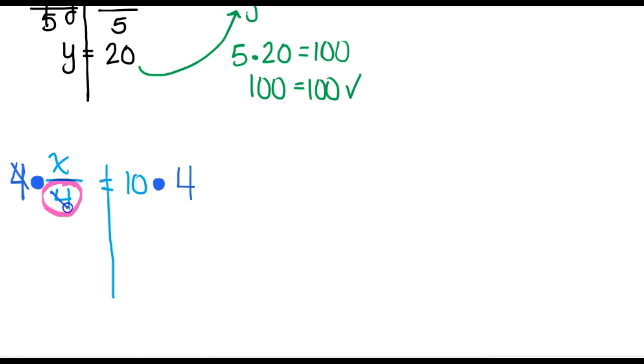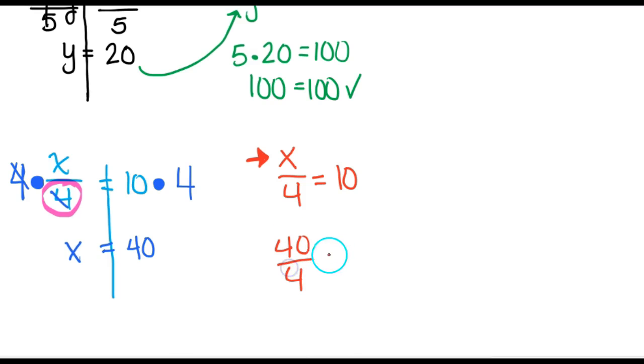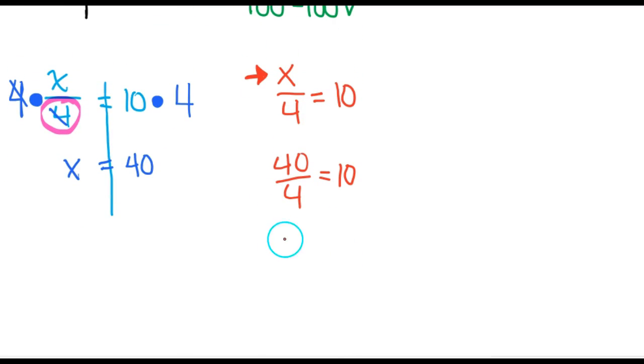And so these actually are going to cancel each other out, leaving us with just x, and this is going to be 40. The check: x over 4, or x divided by 4, equals 10. I'm going to put in place of this x, what did we say it was? We said we thought it was 40. So it's going to be 40 divided by 4 equals 10. And then we say, okay, what is 40 divided by 4? Cool, that's 10, and that equals 10. And ta-da, we are checked off.